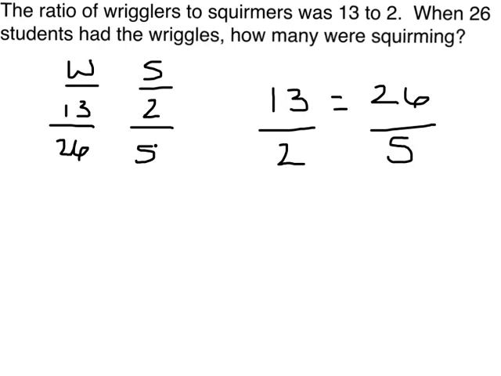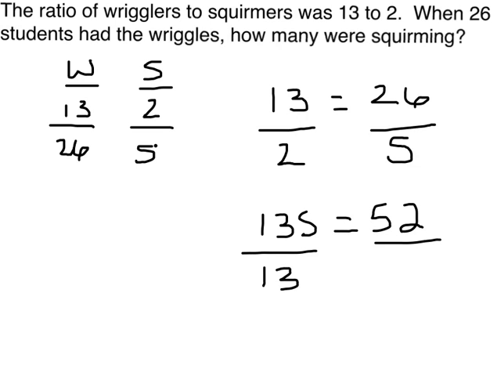Well, I can cross multiply. 13S equals 26 times 2, which is 52. If I divide 52 by 13, I'm going to get 4. There are 4 squirmers. I can also look at this and say 26 is exactly twice 13, so twice 2 would be 4. I can do it that way.